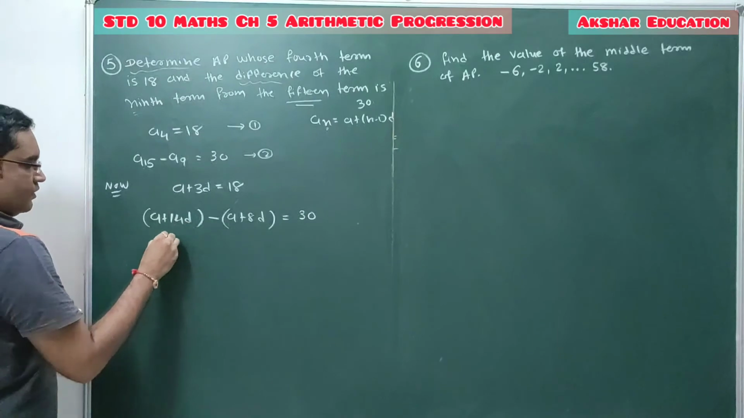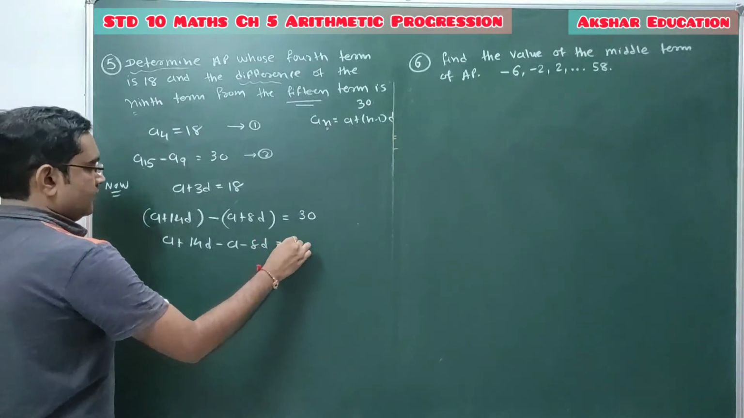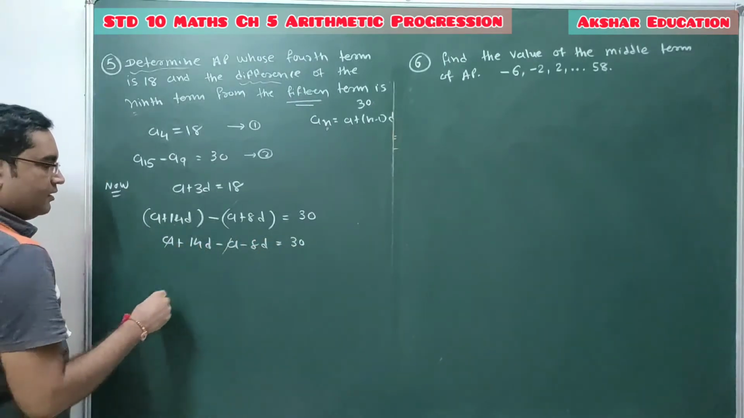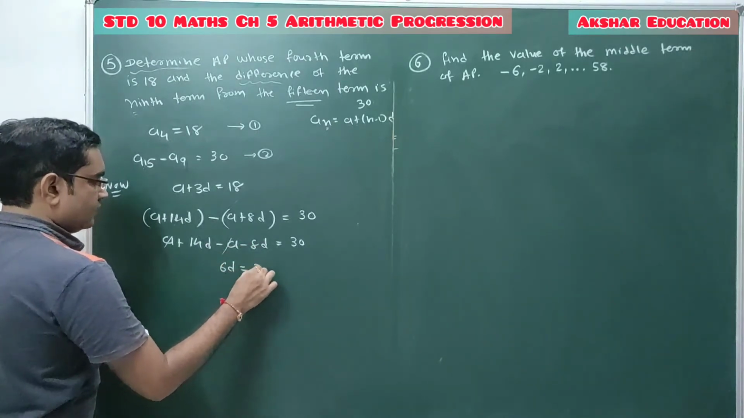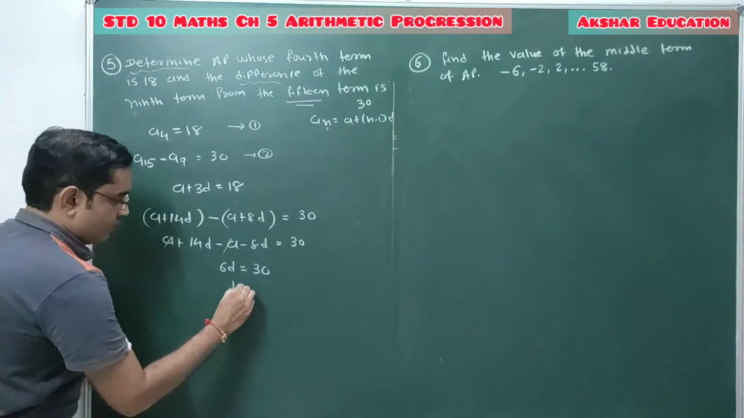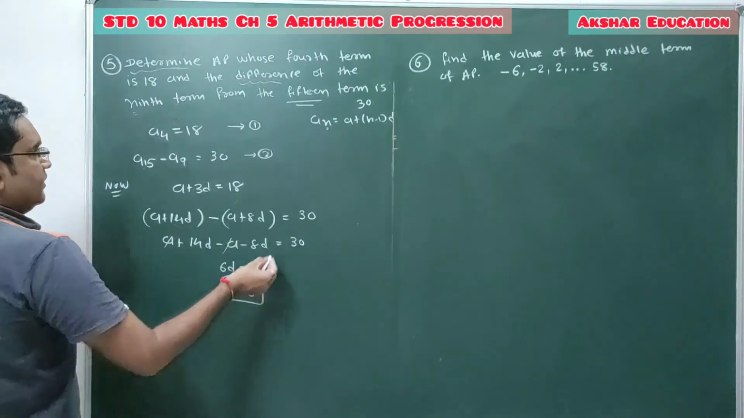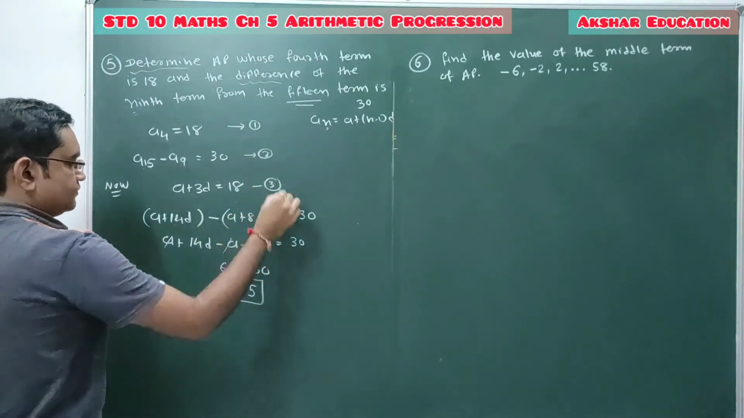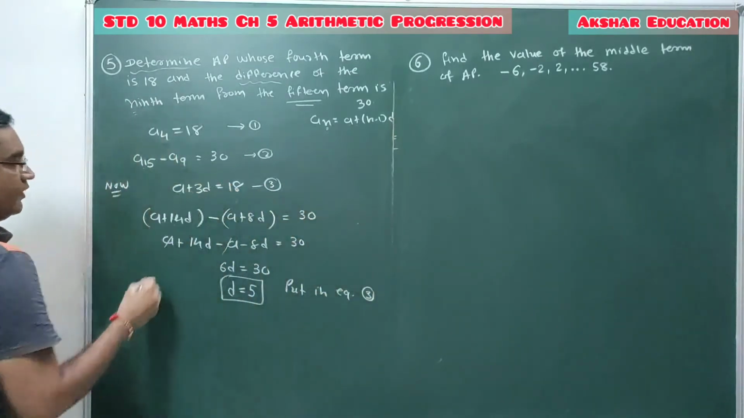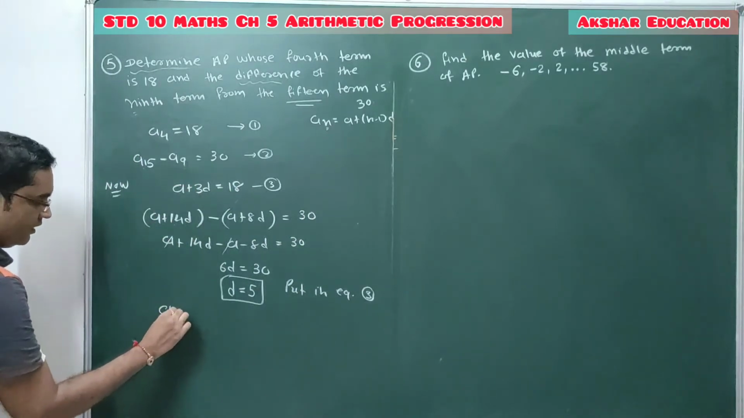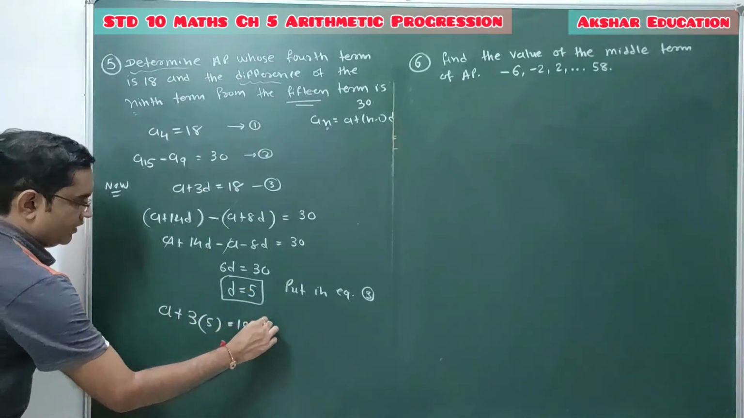Open this bracket. It's A plus 14D minus A minus 8D equal to 30. A minus A cut, 14D minus 8D, it's 6D equal to 30. So students, we are getting D equal to 5. Common difference. Put the value of this D in equation number 3. So we are getting the value of first term A. So it's A plus 3D, D is now 5, equal to 18.